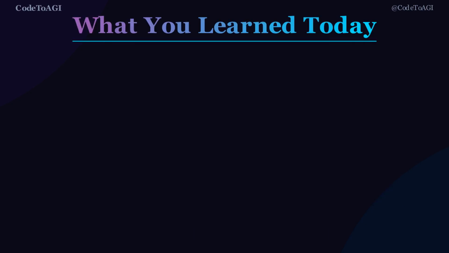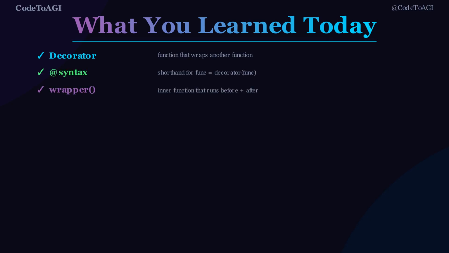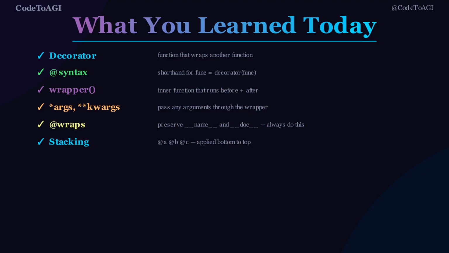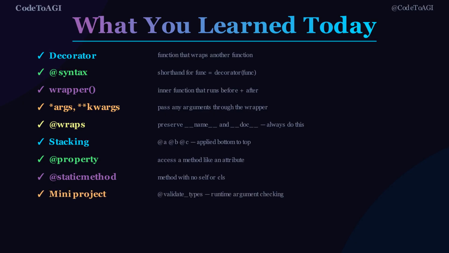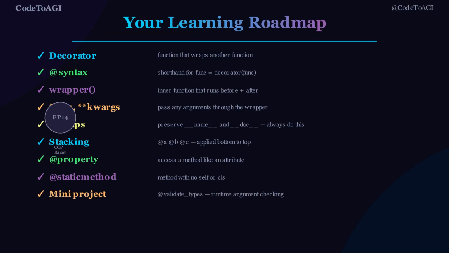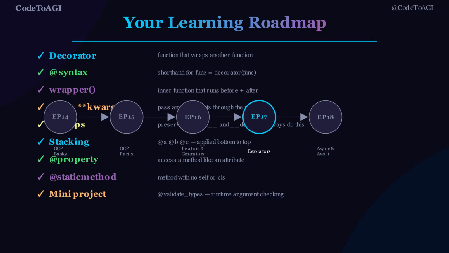Let's recap what you learned today. A decorator is a function that wraps another function. The @ symbol is shorthand for manual wrapping. Every decorator has an outer function, a wrapper, and the original call. Use *args and **kwargs to pass any arguments through. Always use @functools.wraps, always. Stack multiple decorators. They apply bottom to top. The three built-in decorators are property, staticmethod, and classmethod. We built @validate_types, a runtime argument checker. Your challenge is @retry(n), a real production pattern.